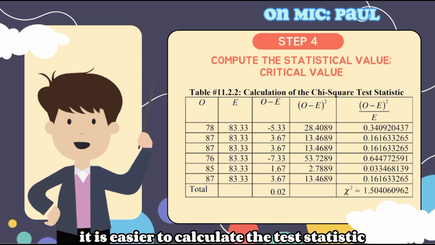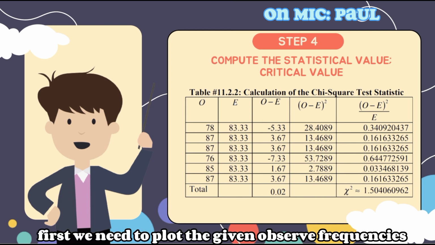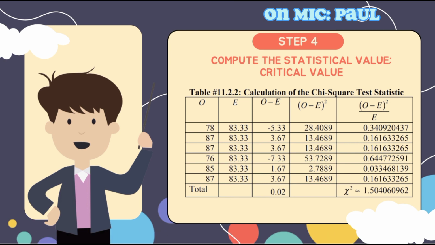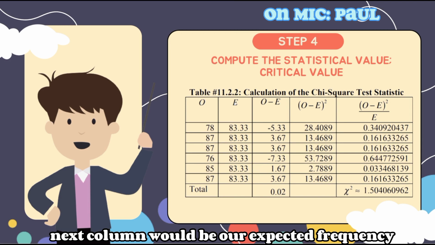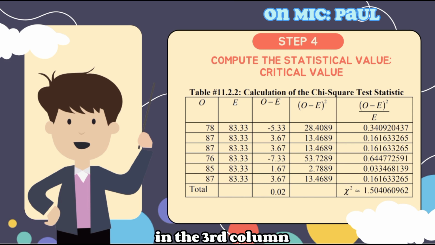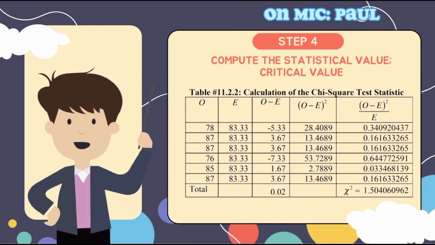It is easier to calculate the test statistic using a table. First, we need to plot the given observed frequencies in the first column. Next column would be our expected frequency that we have computed earlier, which is 83.33. In the third column, we will deduct the expected frequency from the observed frequency. Thus, it resulted as follows: negative 5.33, 3.67, 3.67 as well, negative 7.33, 1.67, and 3.67.